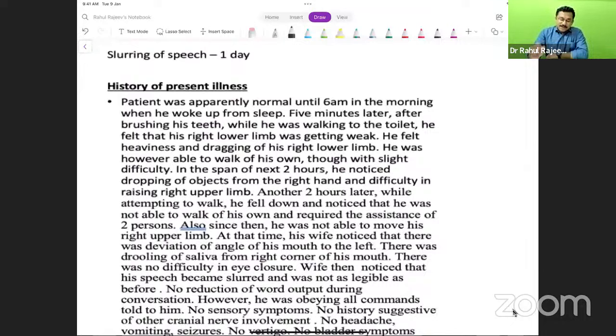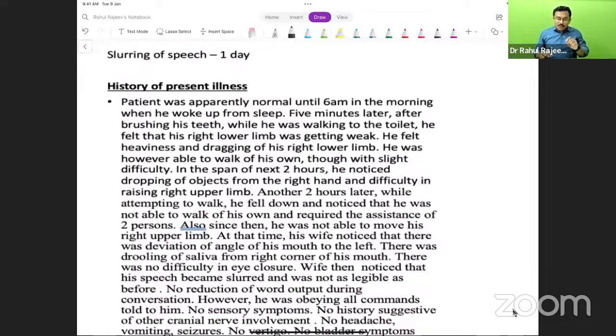5 minutes later, after brushing his teeth while he was walking to the toilet, he felt that his right lower limb was getting weak. He felt heaviness and dragging of his right lower limb. He was, however, able to walk of his own, though with slight difficulty.